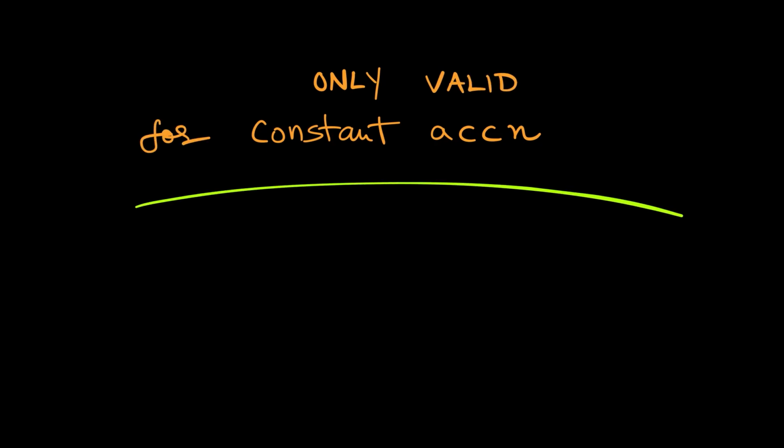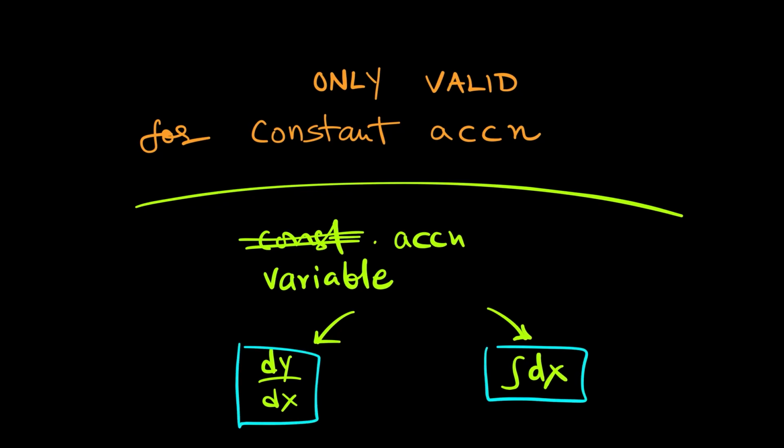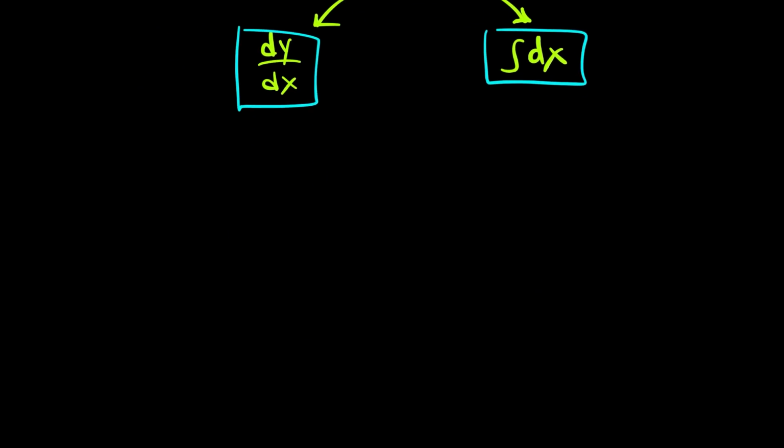And what happens if the acceleration is not constant? In fact, it is a variable acceleration. Then we will apply the concept of differentiation and the concept of integration. We will study this concept separately in a different video. Now let's come back to equations of motion which are valid for constant acceleration only.